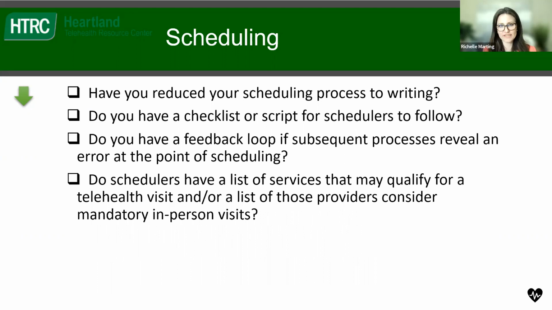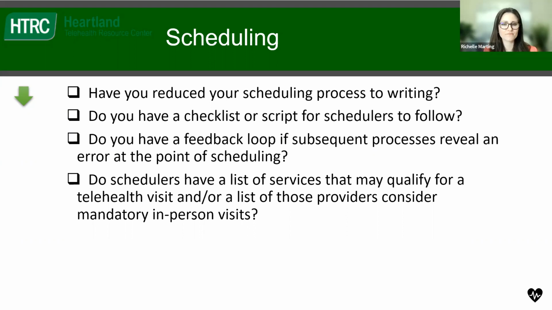So here are some checklist items you can think about in the scheduling process to help assess where you are today versus where there could be gaps and opportunities for improvement. First and foremost, have you reduced the scheduling process to writing, a standard operating procedure, a decision tree, whatever works for your organization? Who does it? What questions to ask? Scripting is a great thing to make sure you ask all the right questions during that scheduling process so you don't miss any critical information that may help determine whether telehealth is appropriate or in-person is appropriate, and information that's critical to have in the system to make sure the service could ultimately be billed and paid if it's a covered service.